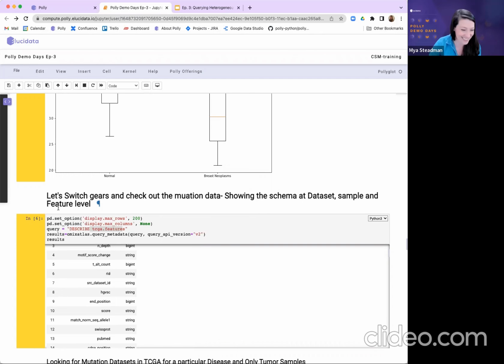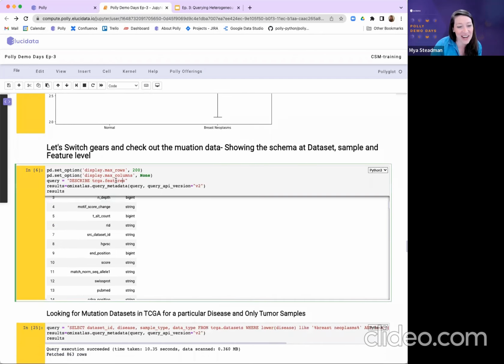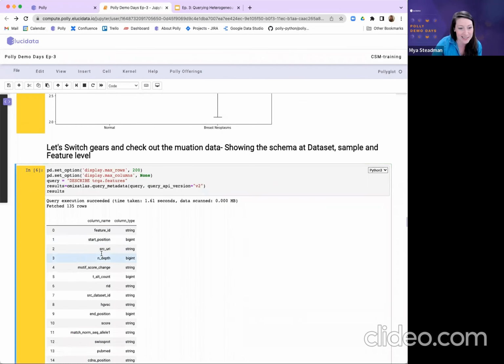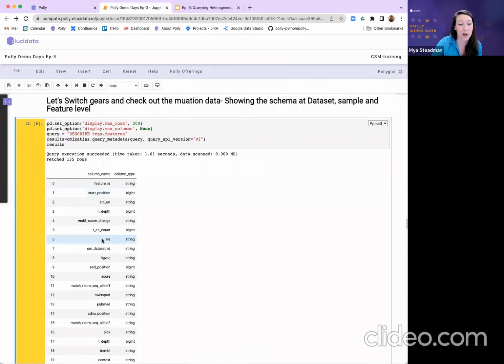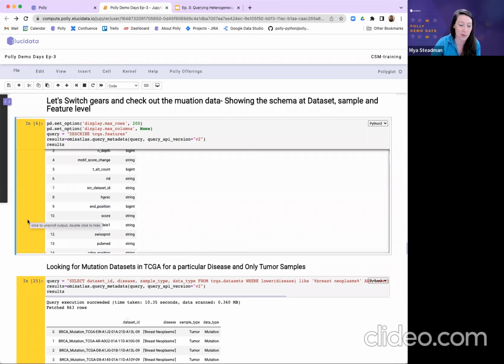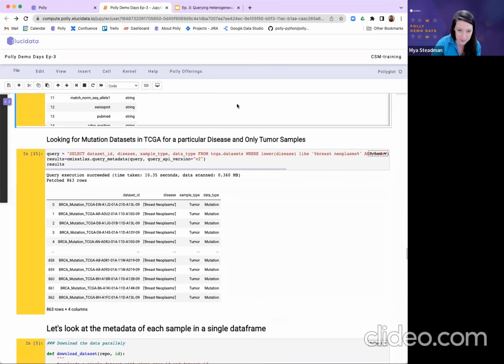Again, I'm using this describe function, but this time I'm at TCGA in the feature level. So I can just get a quick idea of the column names that I have to search by and what the data within those columns are. So now I'm well informed for how to set up my queries.